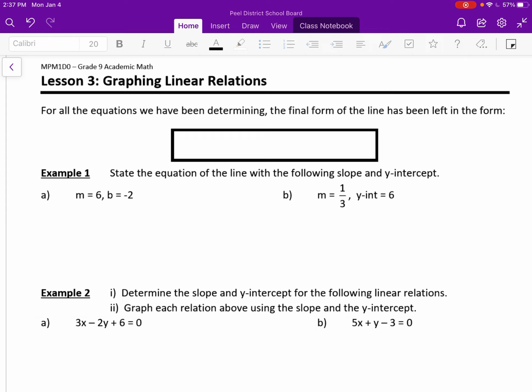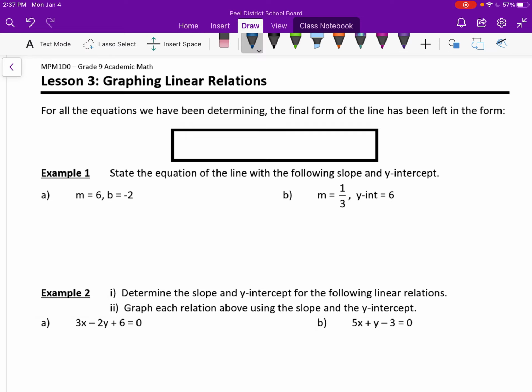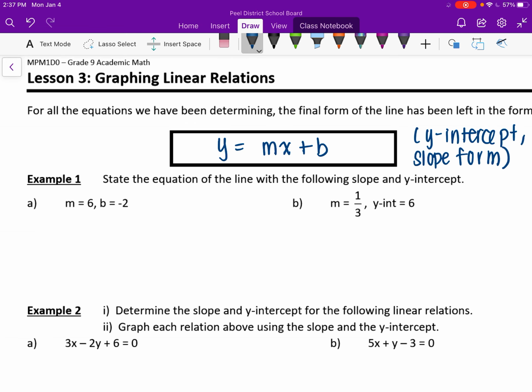We have determined that for every single linear equation that we found, we want to leave it in the format of y equals mx plus b, right? So we want to leave it in y-intercept slope form, right? And this is the equation of the line that just gives us the most information in the least amount of space and with the least amount of work.